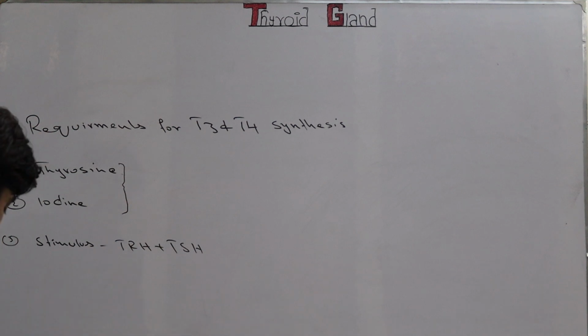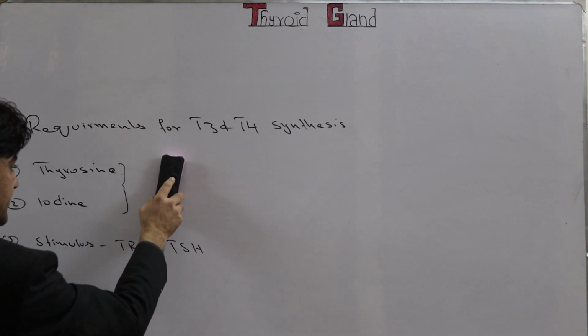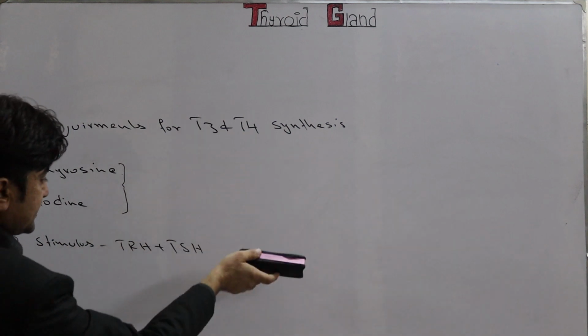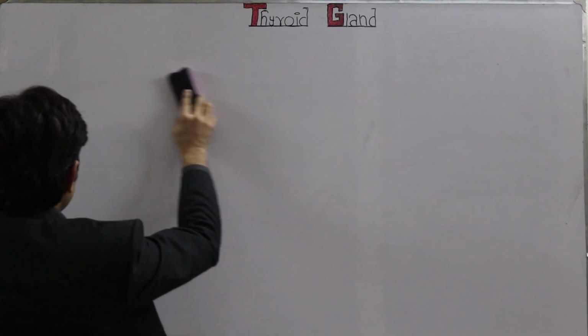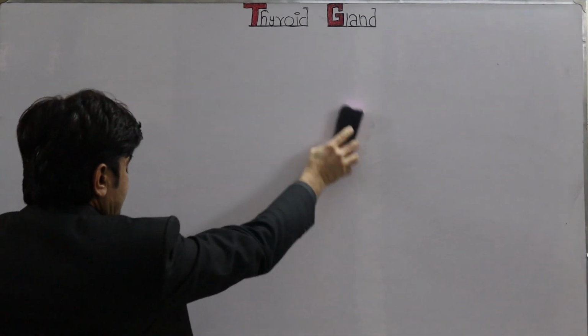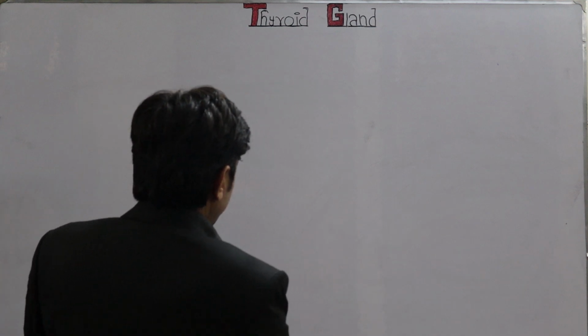So let me explain the mechanism. Now I have discussed the requirements for T3 and T4 synthesis. Now I will discuss its mechanism, that is, how T3 and T4 are synthesized when all these requirements are fulfilled. So I will draw one large follicle.